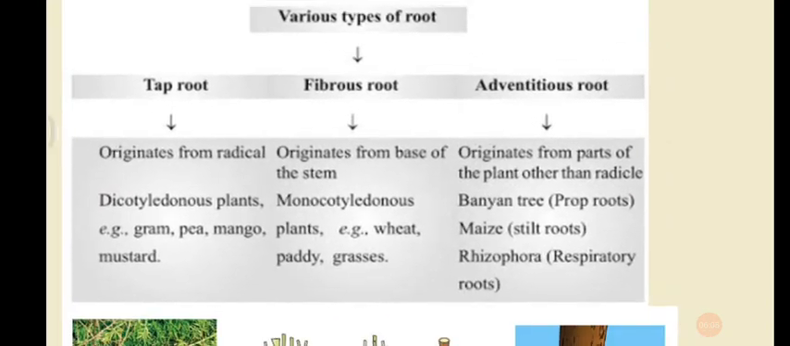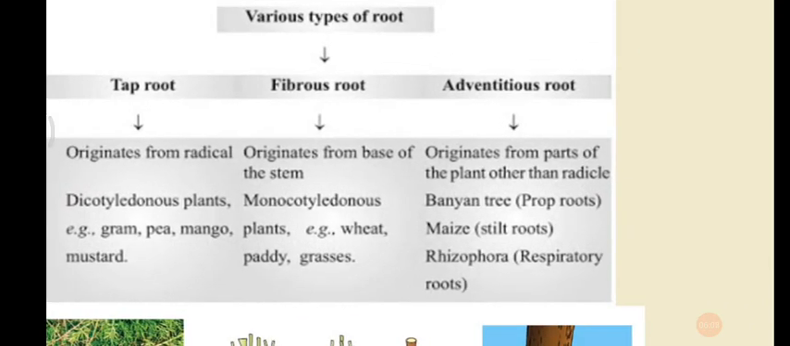Then we'll go for the types of roots. When I say the various types of roots, you'll go with a basic concept here. When the seed undergoes germination, there is a formation of a radicle. We already know that the radicle gives rise to the future root system. So if the root system is nothing but the direct elongation of the radicle, then we call it a taproot system, and it is very common in all dicotyledonous plants. Direct elongation of the radicle, we call it a taproot system.